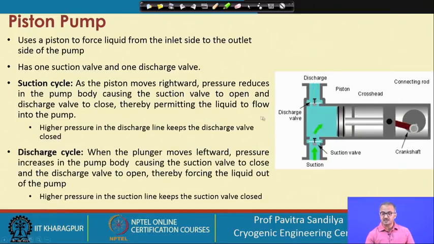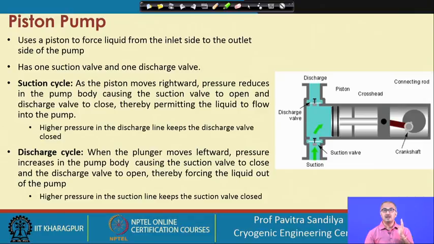And then in the discharge cycle, when the piston is going to the left hand side, this valve is again opening and this valve is closing, so that the liquid is able to move out from the discharge or delivery line. So this is how this kind of piston pump works. Only in this case there will be a time gap between the suction cycle and the discharge cycle, due to which the flow obtained from this arrangement will be intermittent.